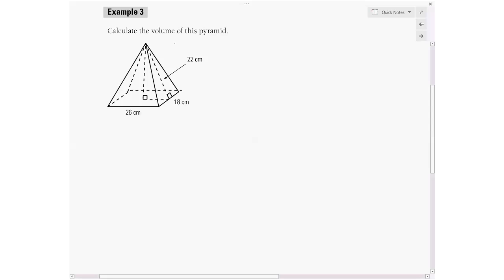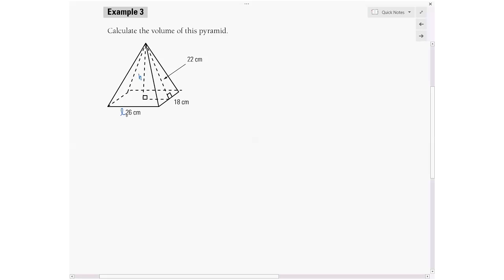In example 3, we want to calculate the volume of this pyramid. Now you might say, oh, we've just did like 4 of those, we're good to go. But notice something different here. Here this 22 centimeters is pointing to this line. This is our slant height. Great if we're doing surface area, but I need the perpendicular height. I need this one for doing the volume.